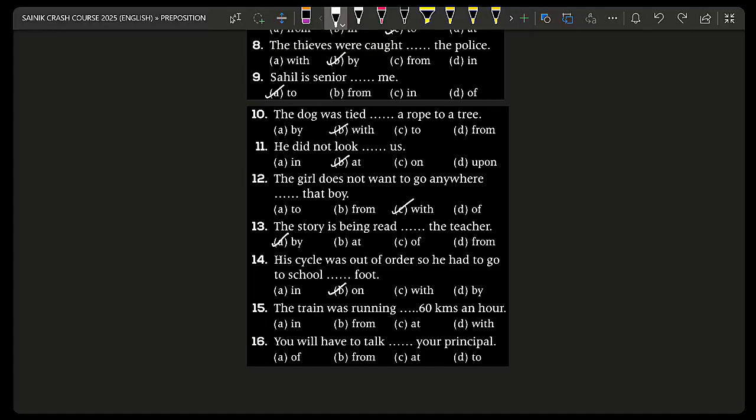The train was running dash 60 km an hour. "At". Yes, it's kilometers an hour. So it is "at". It is also used to specify speed. Very good, Aryan. You gave all correct answers. You can mute yourself. After the 16th one, I'll be giving more questions.